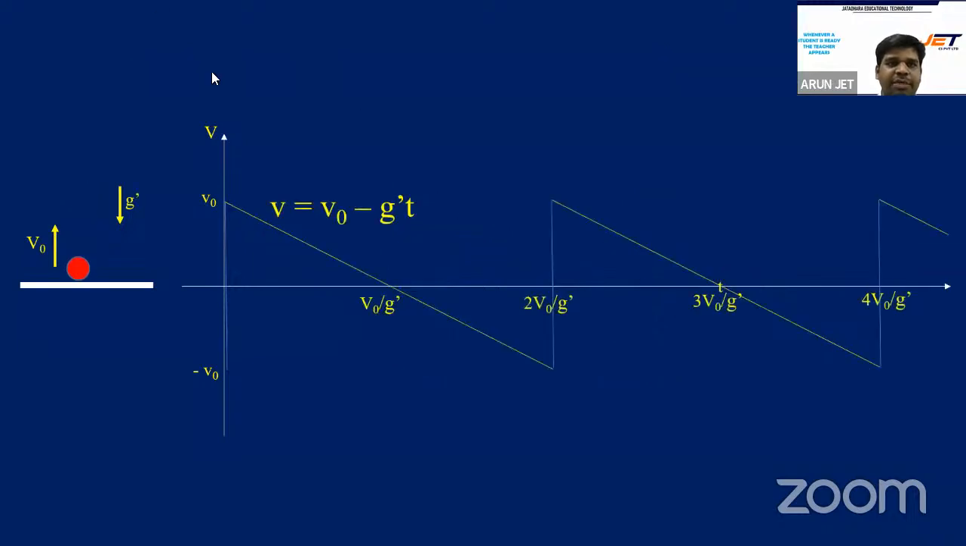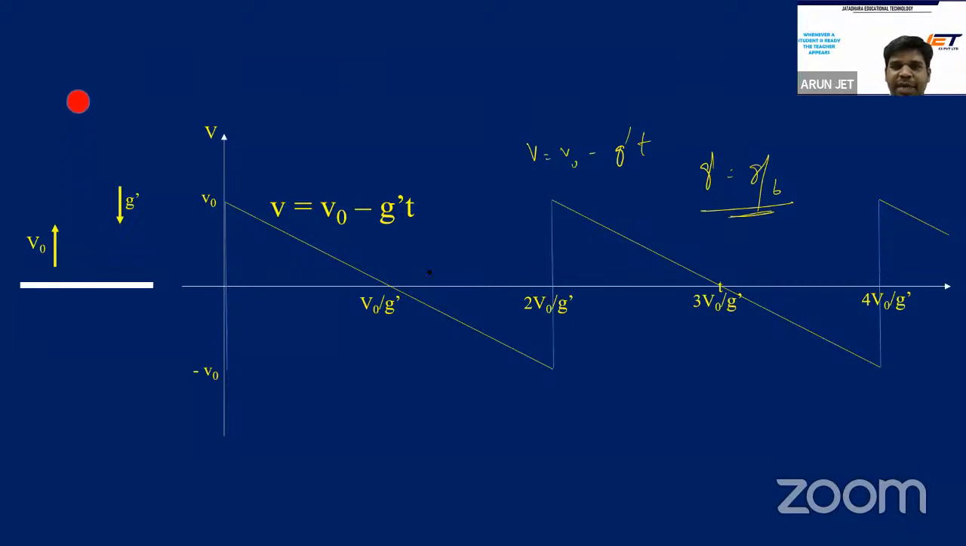Students, ikkada chudandi, I have the same situation but on moon. On moon, equation of motion would again be v naught minus g prime t, where g prime is nothing but g by 6. For instance, if I consider moon to be such that acceleration due to gravity on moon is 1/6 of that of acceleration due to gravity on Earth. So g prime will be g by 6.